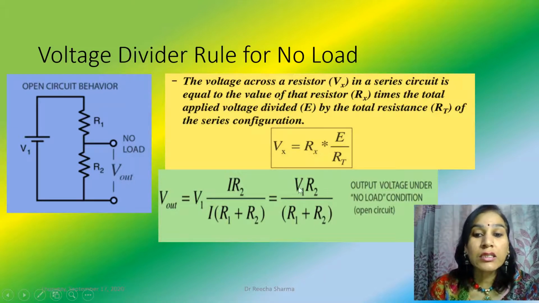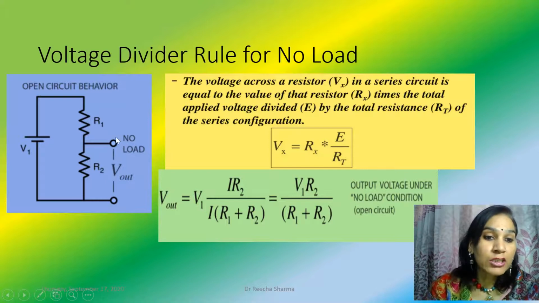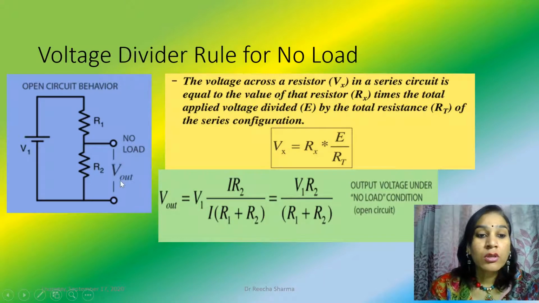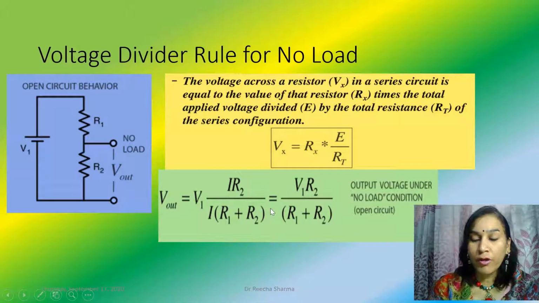When the circuit is open, the formula is this: Vout, the voltage across no load, equals V1, the voltage applied, into the resistor across the no load, upon the total resistance R1 plus R2. So this is the formula.